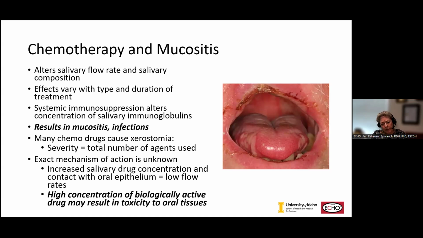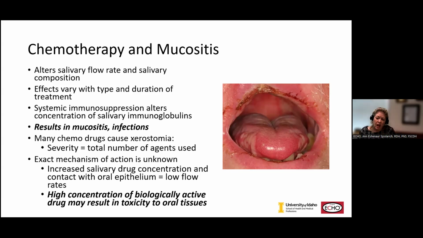The extent of the damage really varies with the type of agent and duration of treatment. And then you have the secondary risk of systemic immunosuppression, which alters the concentration of those natural salivary immunoglobulins that we talked about earlier. And the net effect is this very painful condition of mucositis, as well as risk for oral infections. And we also know that to make things worse, lots of chemo drugs cause dry mouth, and the severity is based on the number of agents used.